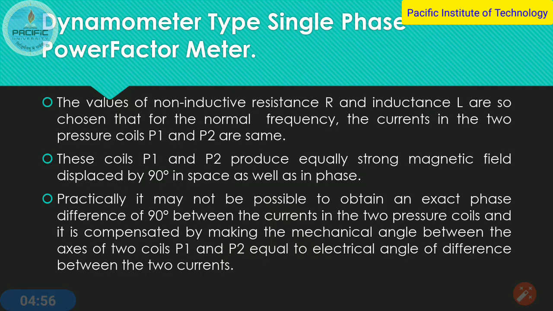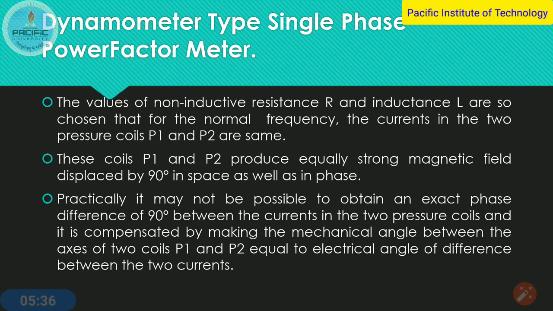Now, remember, the value of the non-inductive resistance R and the inductance L are so selected that at the normal frequency the current in the two pressure coils P1 and P2 remains the same. When the currents in the two coils P1 and P2 are equal, they produce equally strong magnetic fields. But remember, the magnetic fields will be displaced by 90 degrees in space as well as in phase due to the inductive nature of coil P2.